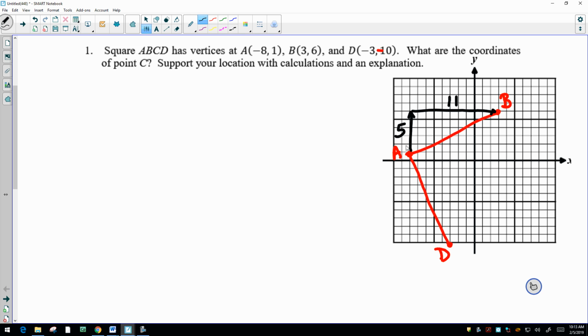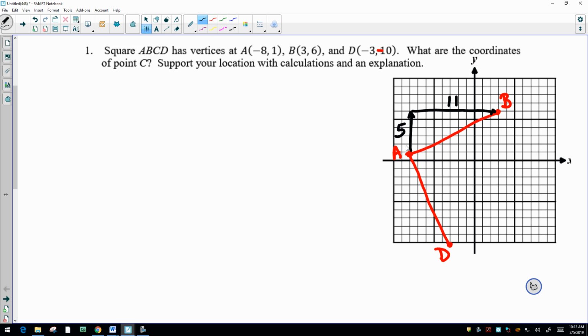Do you notice how I connected already? I connected A to B and then I went A to D. Where does C have to be, or why am I saying C has to be in this area? Because... that is kind of true, yeah.